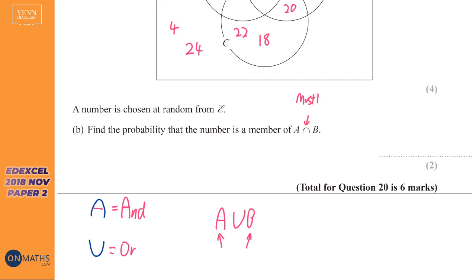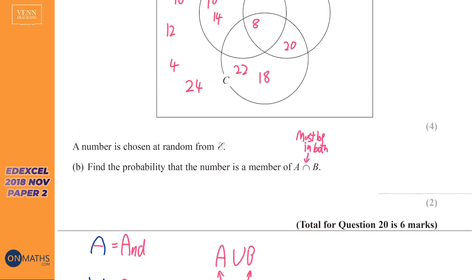Must be in both. Okay, so when it's that way around and you can put a line through it and it's A for and, okay, it must be in both. So it has to be in A and B.